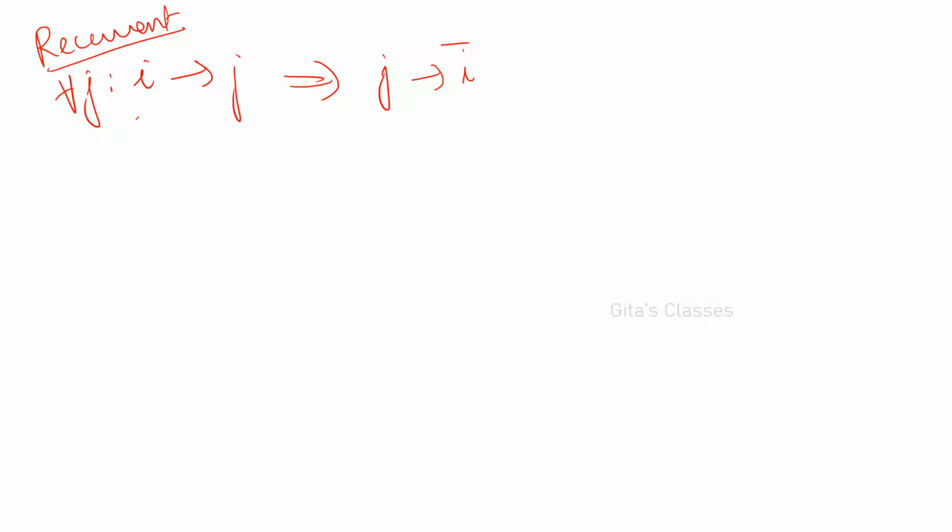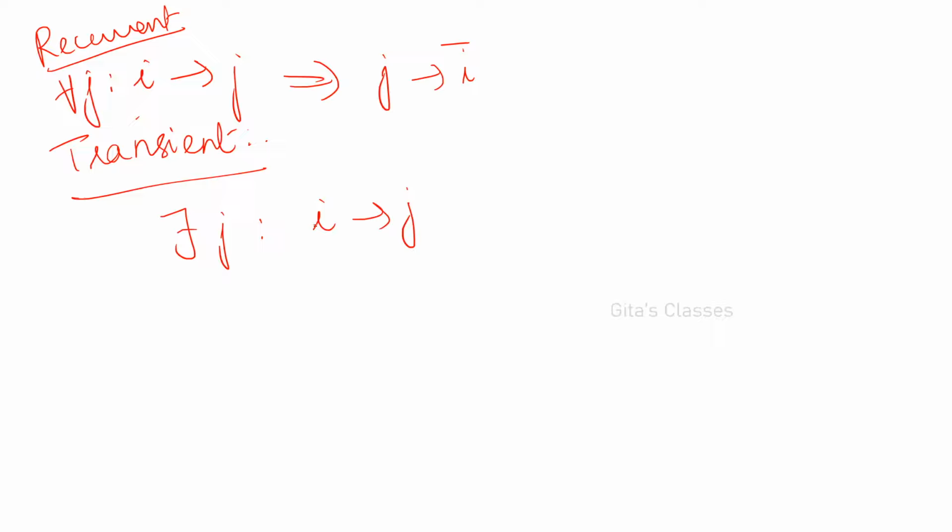Then you can say it is a recurrent state. Otherwise, if it is not recurrent, that is, if you are able to go from I to J but not able to come back, then it is said to be transient. Okay, transient state. So there exists J such that J is accessible from I, but you are not able to come back to I. There is no possibility. You cannot walk back to I.